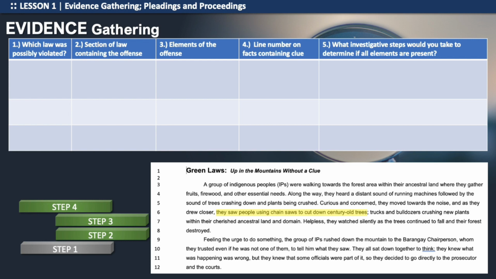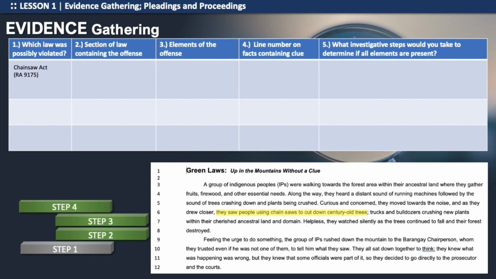So that phrase immediately tells me that the answer to question number 1 would be that it may be a violation of the Chainsaw Act, right? You recall we talked about that when we were talking about the green laws. So sure enough, I pulled up the law. So I'm going to go ahead and put it in there as an answer to this first case that I'm seeing on this hypothetical case.